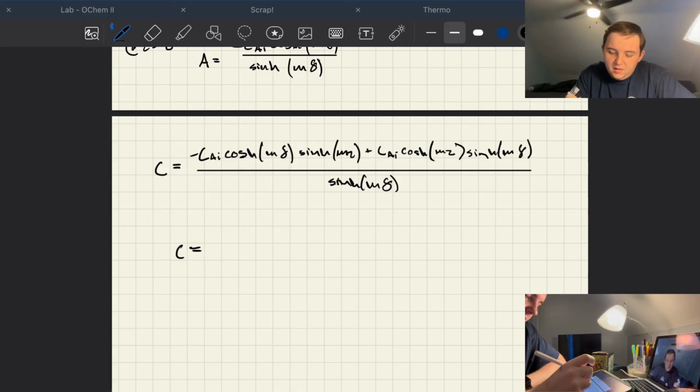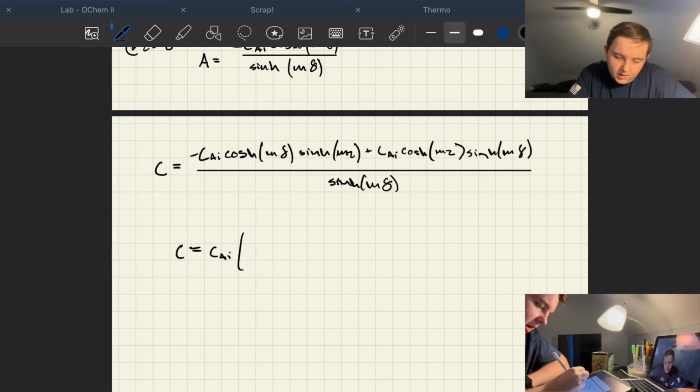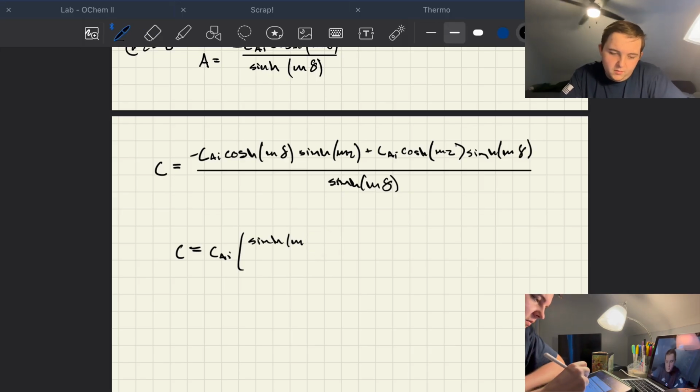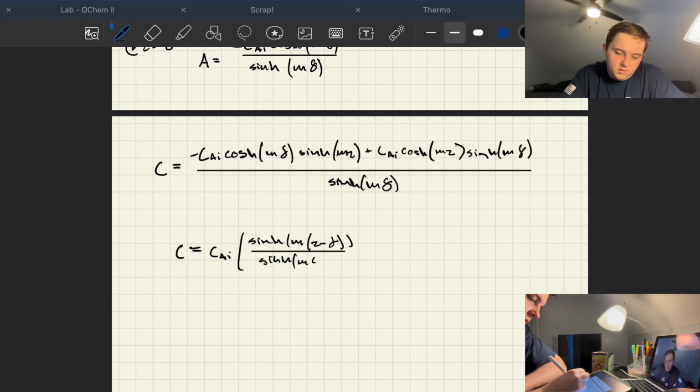Okay, and then when we simplify this value, we'll get C is CAI. When we pull it out of the quantity, we'll get sine hyperbolic times M, and then z minus gamma, over the thing in the denominator.